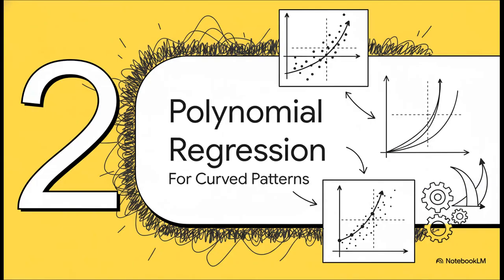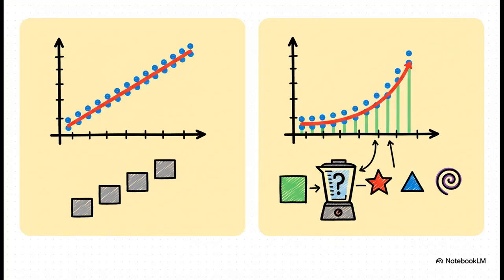So a straight line is awesome, it's a great start. But what happens when the relationship in our data isn't that simple? What if the pattern has a curve to it? This is where our first tool just can't keep up. To handle these kinds of situations, we need something a little more flexible. We need polynomial regression.